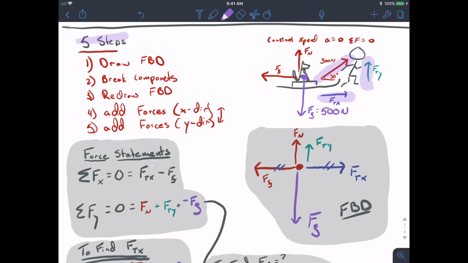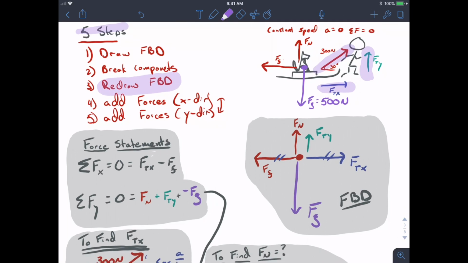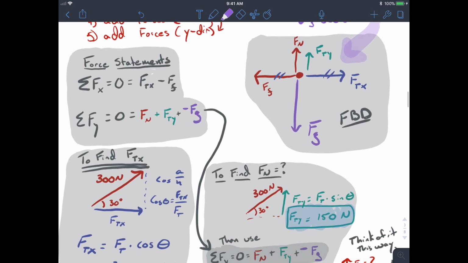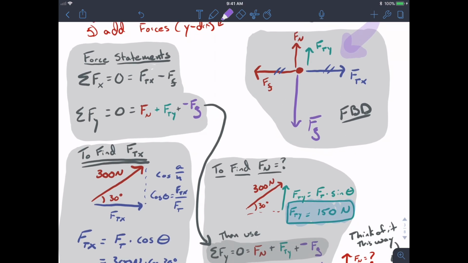Now, the step that people often want to skip is redrawing that force diagram, and that's super important. We've done that right here, drawing with just the component forces. Doing that makes your life a lot simpler. Then we can start to create our force statements, which are simply a way for us to help figure out what's equal to what. In this first one, we're talking about what's going on in the x direction, and you can see the only two forces we have there are the force of tension in the x and the force of friction over here on the other side.